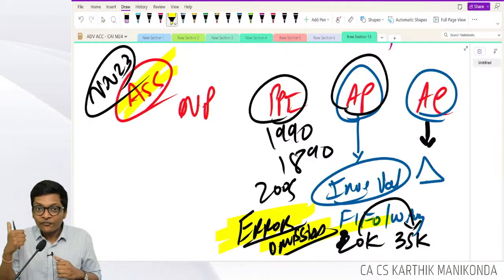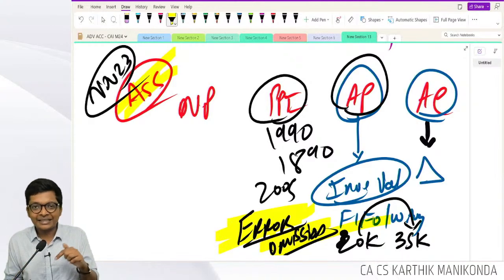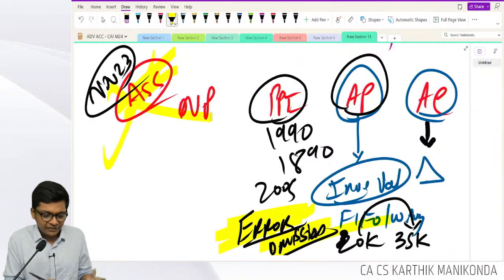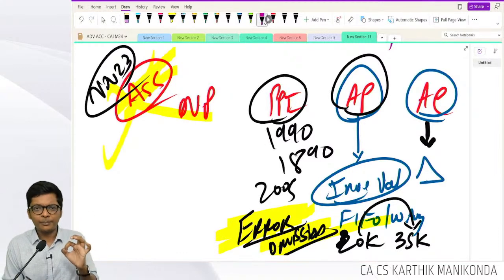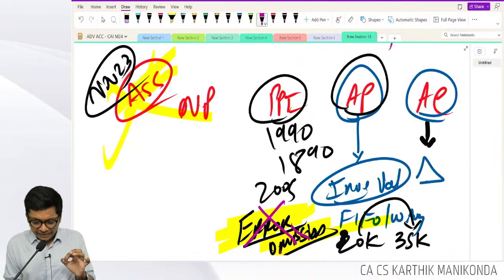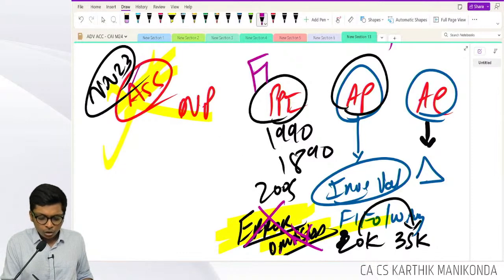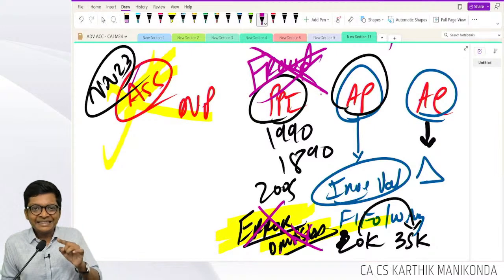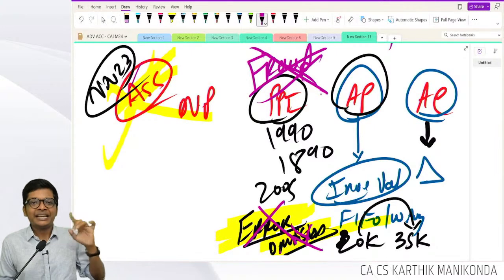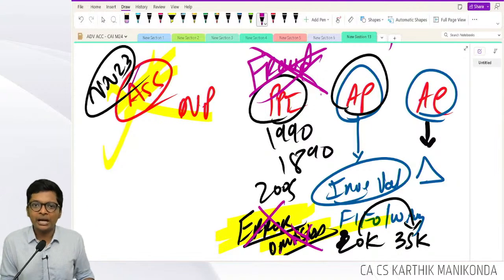Sir, I did fraud in the previous year. Can I correct this year? You correct, but AS5 is not applicable. AS5 is applicable only for error and omission and not for fraud. That means anything done intentionally, AS5 is not applicable.